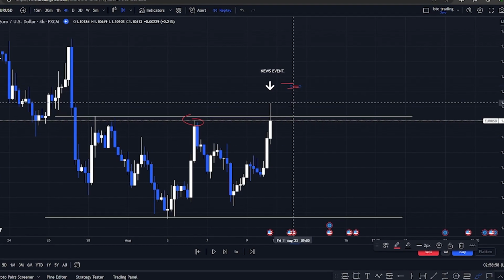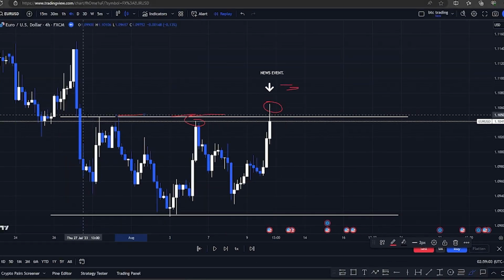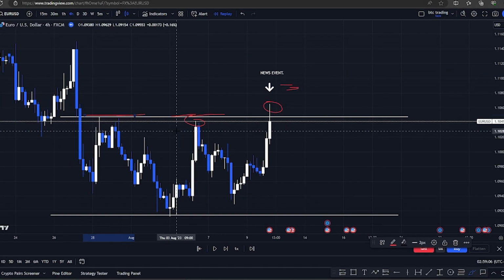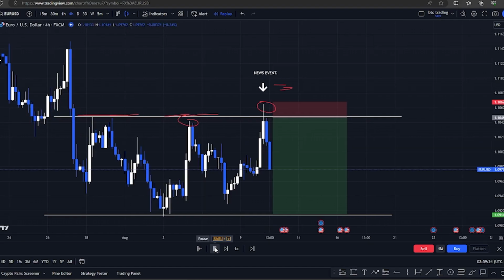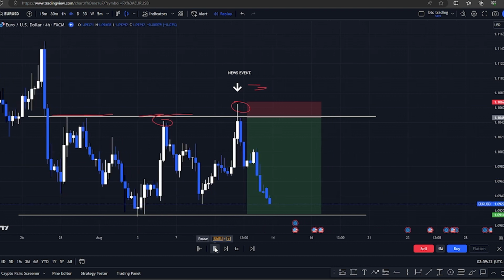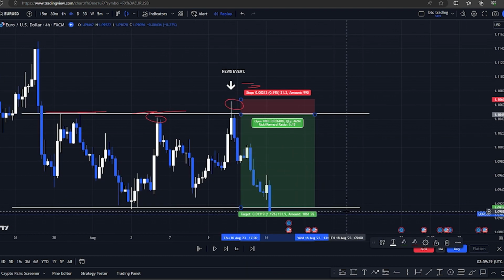As you can see, we had a liquidity purge on the news event. Here we liquidity swept all these highs. So now I would be looking for a short here. Now let's move forward and see how this trade plays out. Here you go, we secured a 6-hour trade by utilizing liquidity on news.